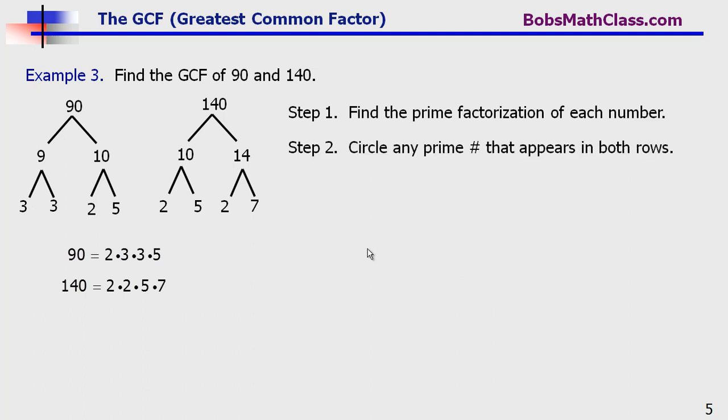Now, circle any prime number that appears in both rows. What can we circle? We could circle a 2, and we can't circle another 2. Can we circle a 3? No, because we don't have a 3 in both rows. How about a 5? Yes. It's kind of at an angle here, but we can make our circle, or not really circle, kind of an oval at an angle.